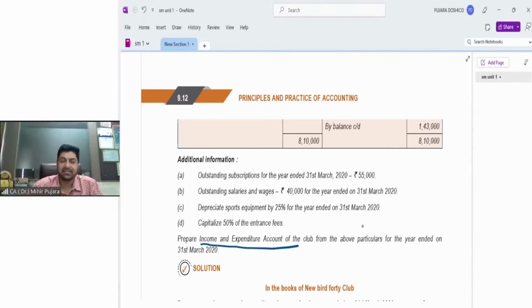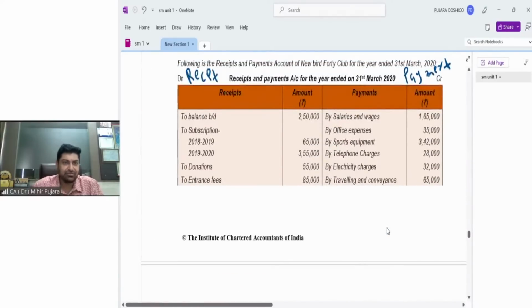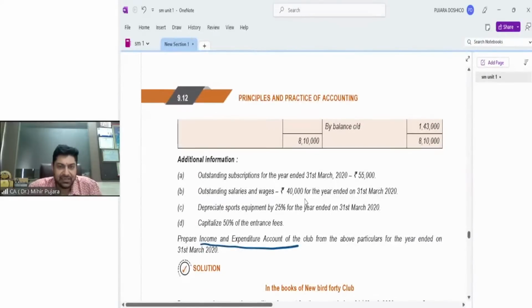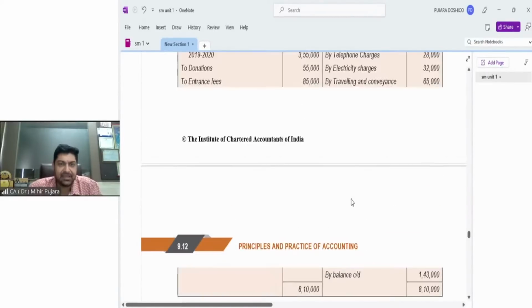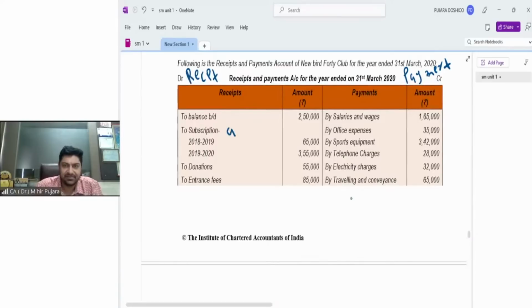Now, what are the adjustments? First adjustment is about subscription. Near subscription, I will write adjustment number A. Please write, guys. Second, about salary wages, it's a B. It is my payment. So here I will write B. Right?